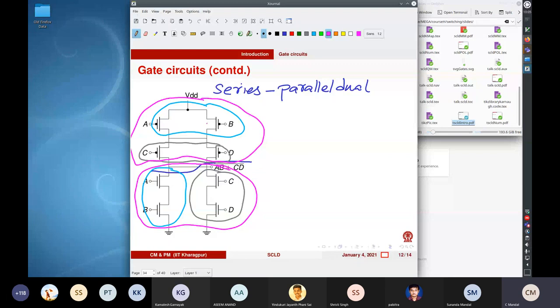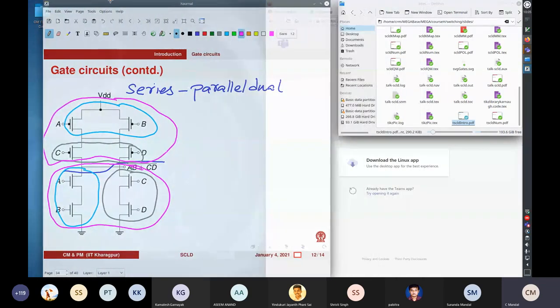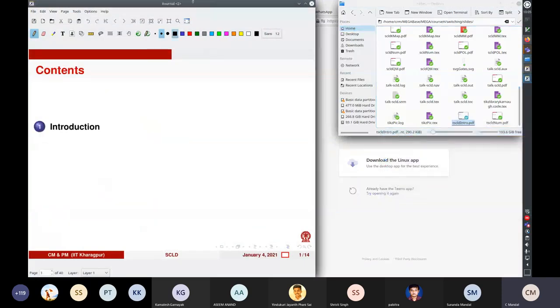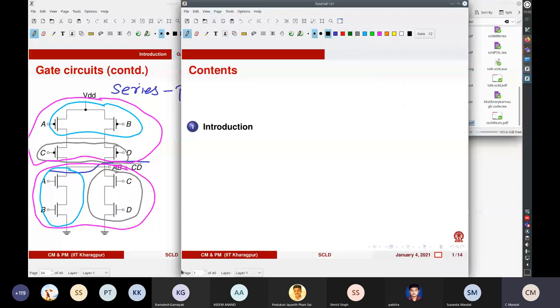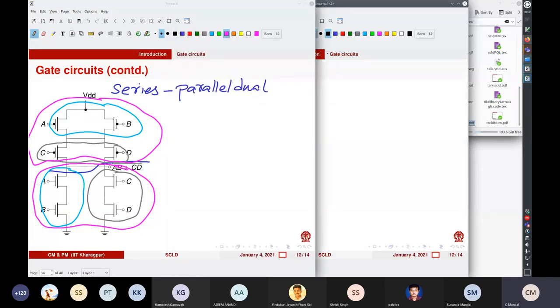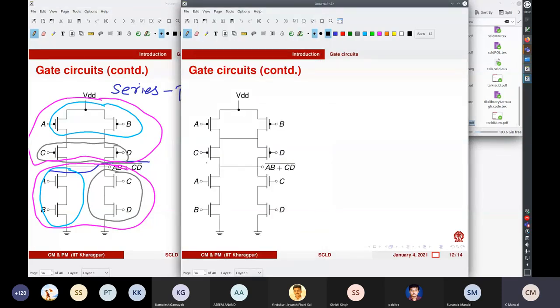All right, so what we can do is we can just leave this as it is, and let us just open another instance. And let us see how it works. So as usual, we'll follow the same method that we followed yesterday.